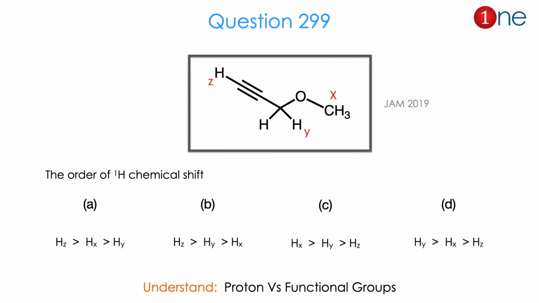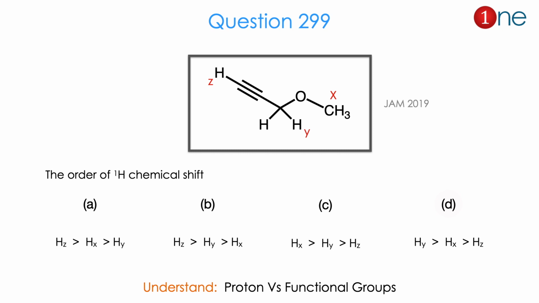Then let us look at the next question. They give the compound with alkyne and ether. They have different protons. They ask you to find the order of chemical shift. Whether the alkynyl proton has higher chemical shift, or the methylene has higher chemical shift, or the methoxy proton has higher chemical shift. Basically you are differentiating the protons by chemical shift. So you have to find the order among them, which is higher, which is lower.